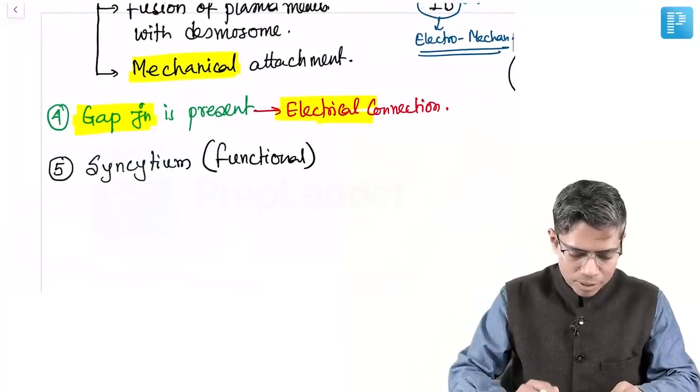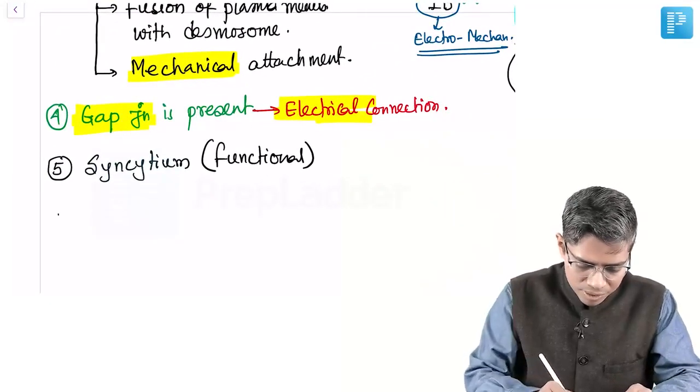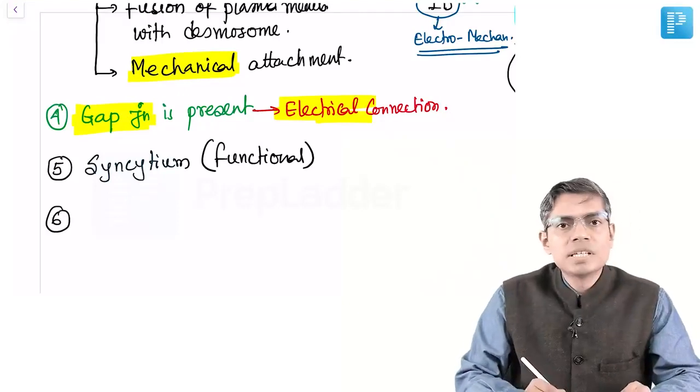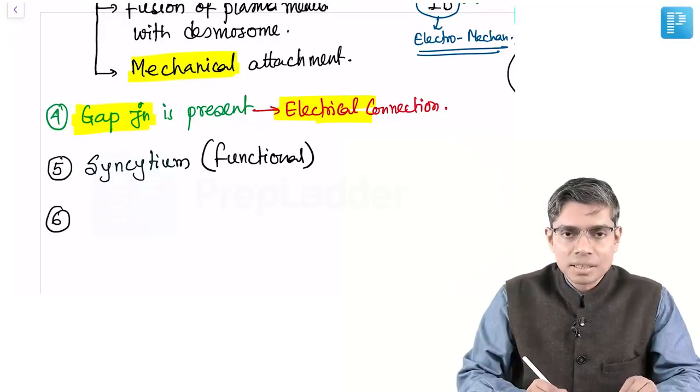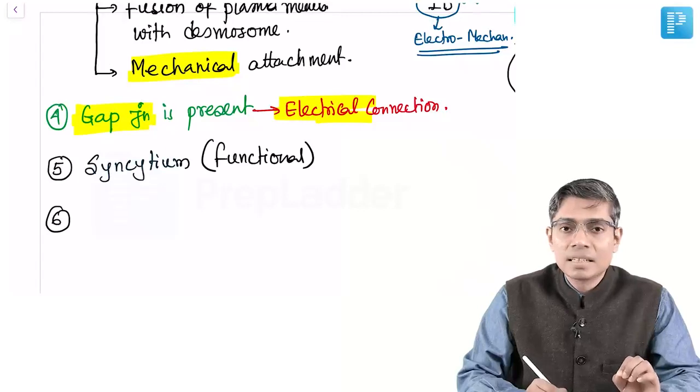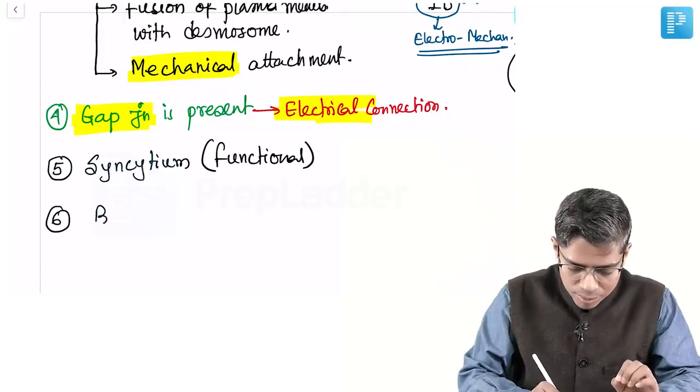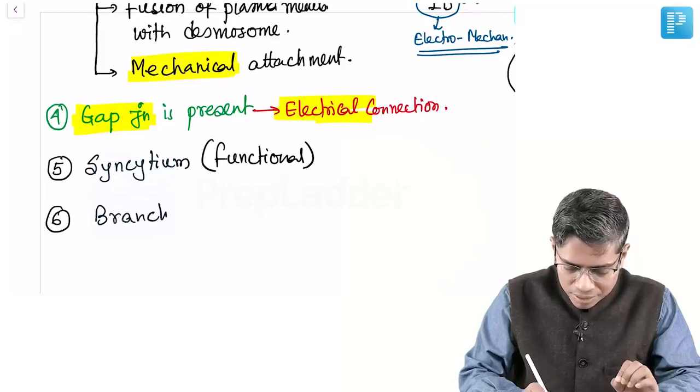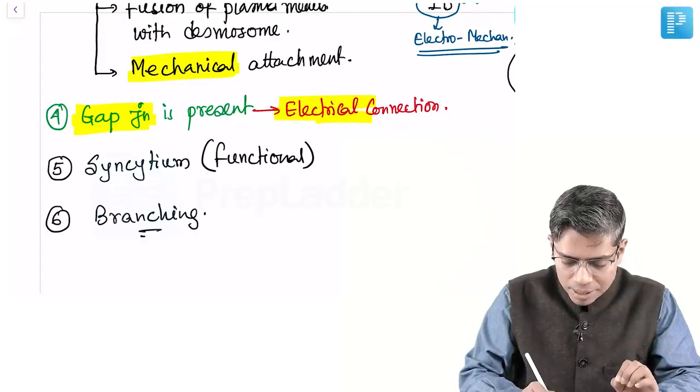And the last point which I'm writing here is point number 6, that is there will be presence of branching in case of myocardium cell at a regular interval. So there will be presence of branching, right, at a regular interval.